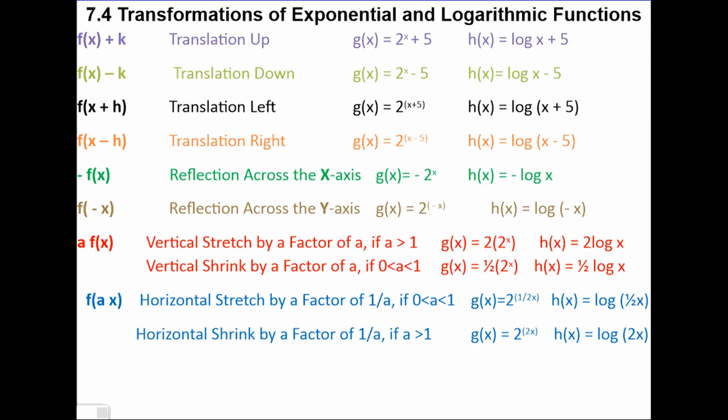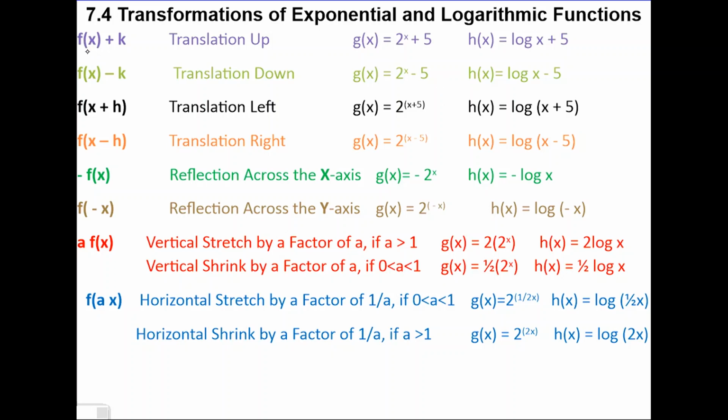7.4 Transformations of exponential and logarithmic functions. So we've already done transformations several times this year, and we are now looking at, just like we did for the last section, exponential and logarithmic functions, just looking at the transformations now. This is basically the same thing that we've looked at every single time. The examples over here are just a little bit different. Everything else is the same.